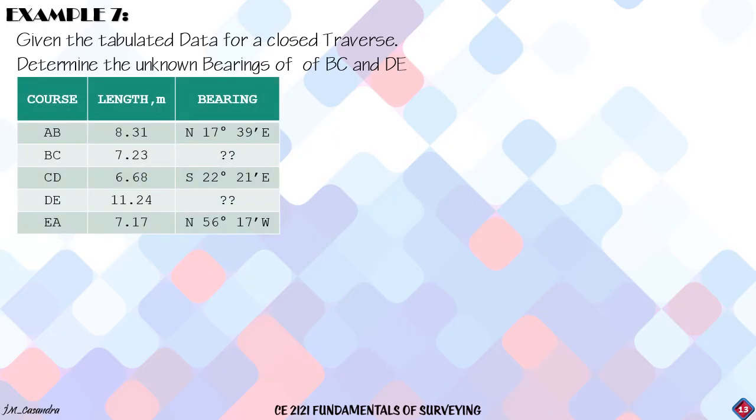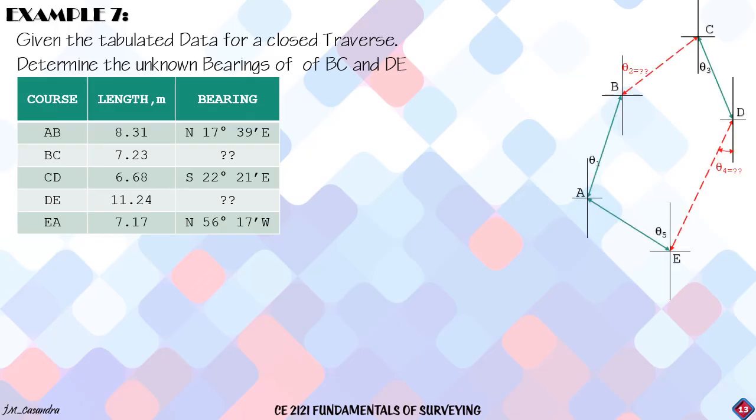So for our last example, determine the unknown bearings of line BC and DE given the tabulated data for a closed traverse. So let's have here our rough sketch. From the sketch, what we can move is line CD. You can move it at either point B or point E. For me, I'll be moving it at point B. So I'll have the closing line at A prime E. So the new traverse that we'll be analyzing is this shaded portion.